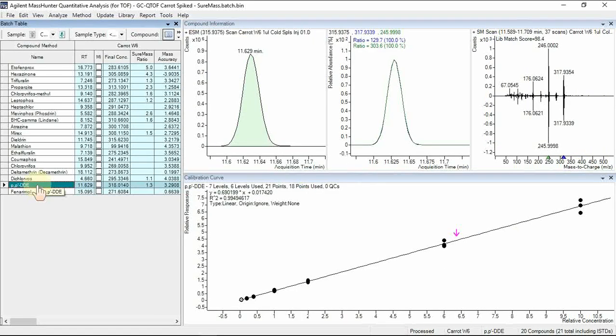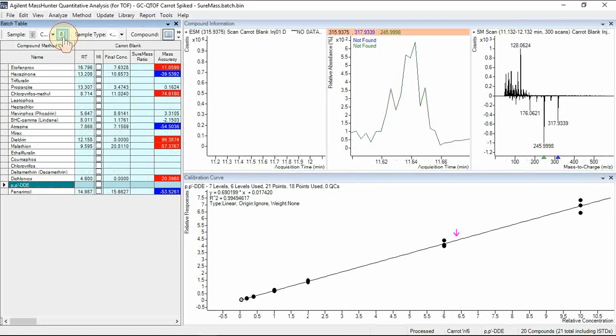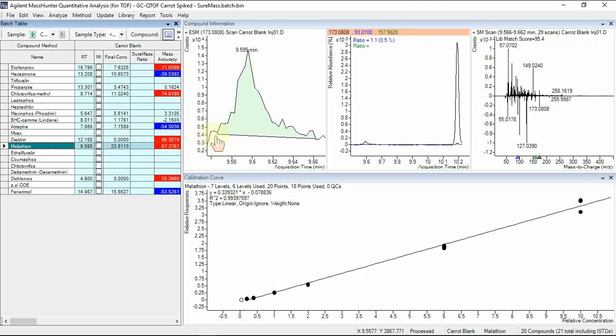So let's take a look at the other sample, the blank, and you can see for DDE, I don't have any signal. I do pick up some peaks from the integrator at a very low concentration. Let's take a look at malathion. There has been an integration of a peak here. The qualifier ratios are not satisfied.